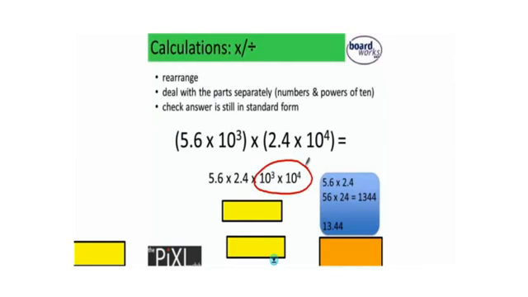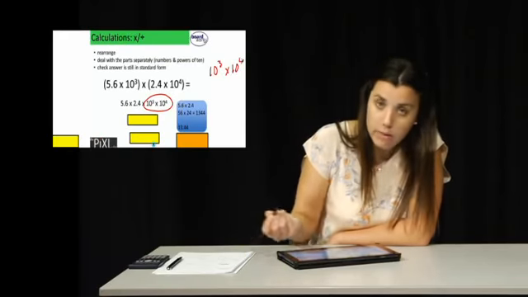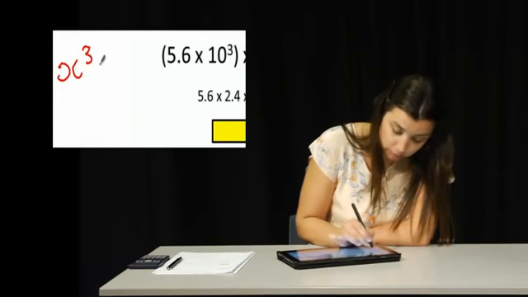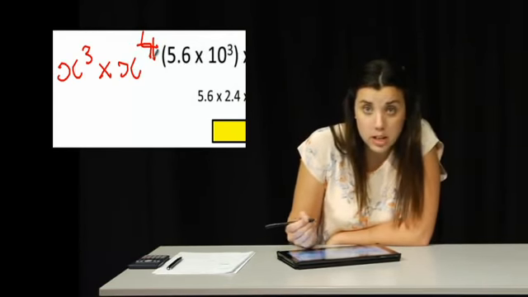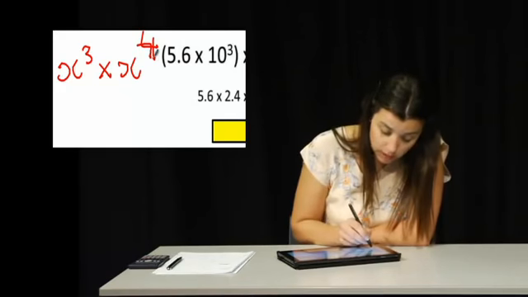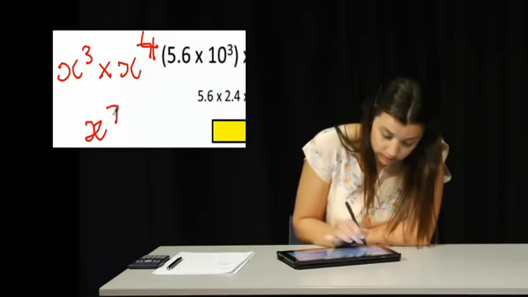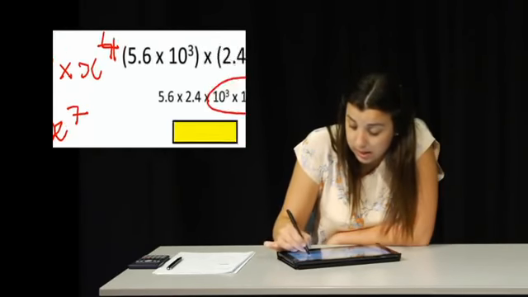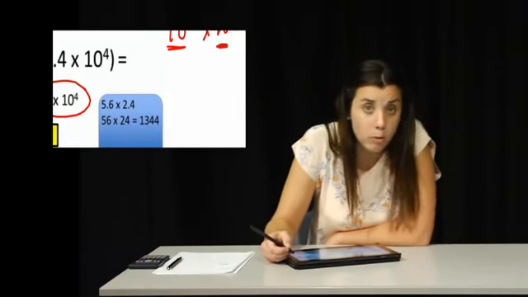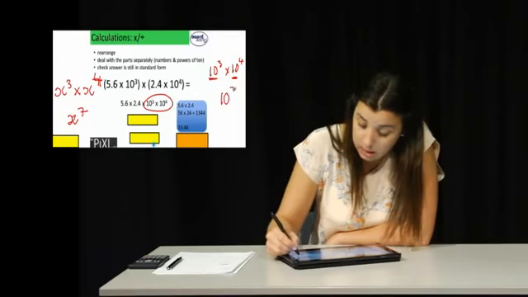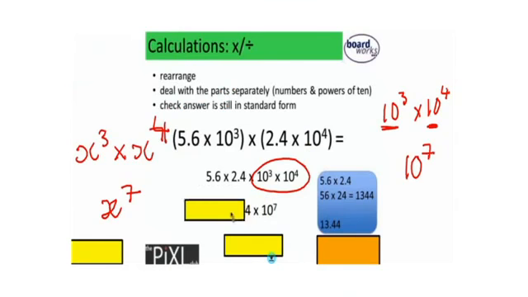Well, here, we've got 10 to the power 3 multiplied by 10 to the power 4. Now, if I said to you that was x to the power 3 multiplied by x to the power 4, you know from your rules of indices that you're going to add these powers together. So actually, we're looking at x to the power 7. Exactly the same. Our bases are the same, 10 and 10. So 10 to the power 3 multiplied by 10 to the power 4 is simply going to give us 10 to the power 7. So what we've got now is 13.44, which we just calculated, multiplied by 10 to the power 7.